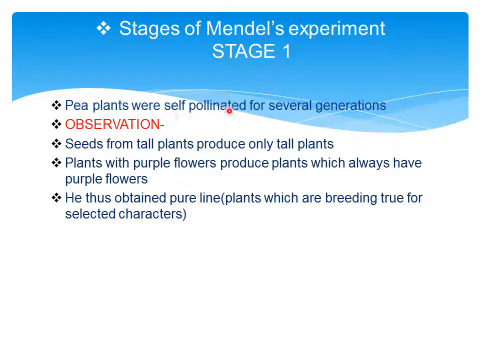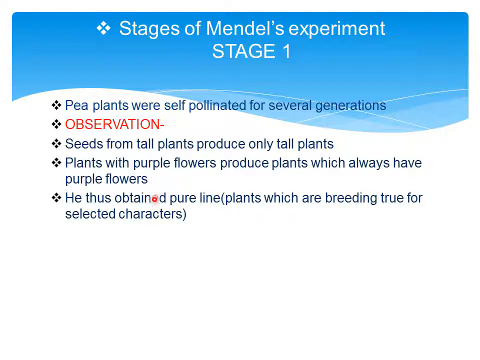What does self-pollination mean? It means pollination is happening within the same plant, so within 2 flowers of the same plant. In this, plants were self-pollinated for several generations. What did he observe? He observed that seeds from the tall plants produced only tall plants, and the self-pollinated plants with purple flowers all produced only purple flowers. In these 2 cases, no contrasting characters appeared after the plants grew.